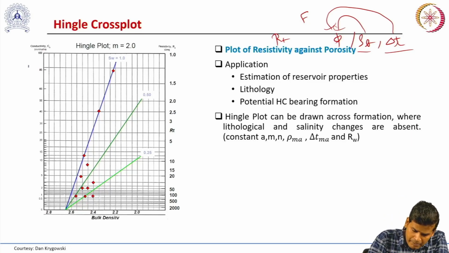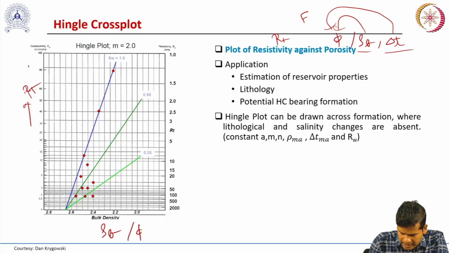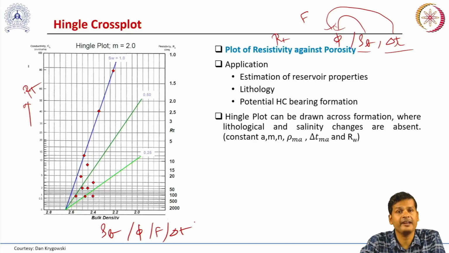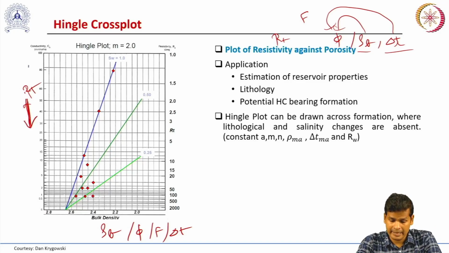So on a graph paper, we can have RT here and the bulk density here, or porosity here, or F here, and delta T here. In fact, the scale of RT increases in this direction, the bottom direction. So what does it give us? It gives us a family of straight lines.